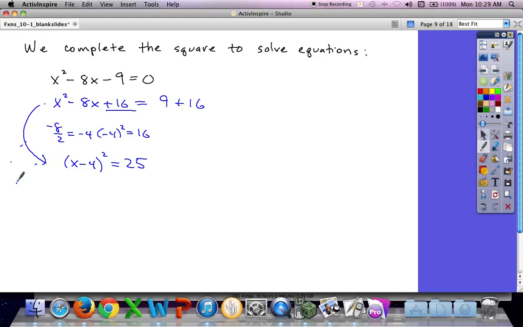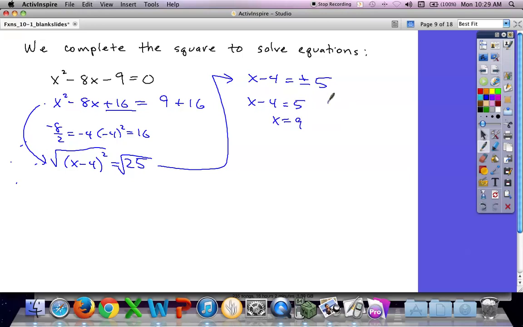And then in order to solve for x, since the x is in a term or a factor which is being squared, how can I undo this? I can take the square root of both sides. X minus 4 equals plus or minus 5. So x minus 4 equals 5, which means x equals 9. X minus 4 equals negative 5, which means x equals negative 1.